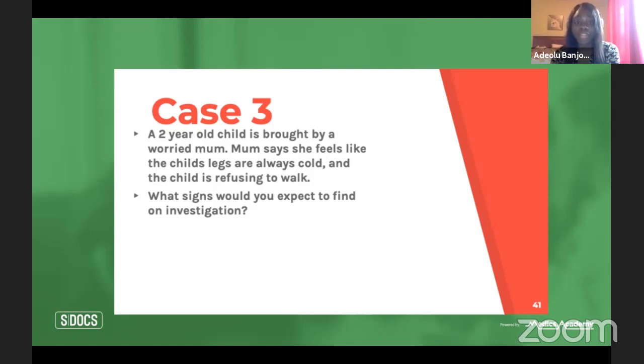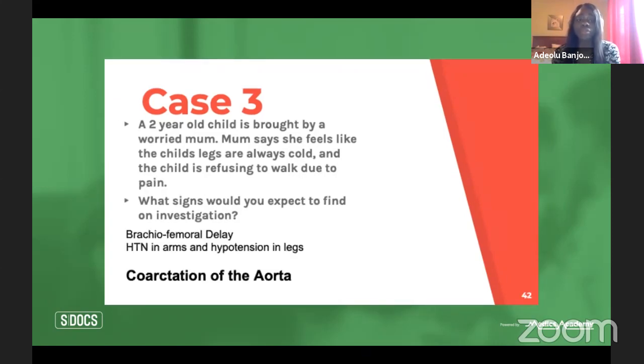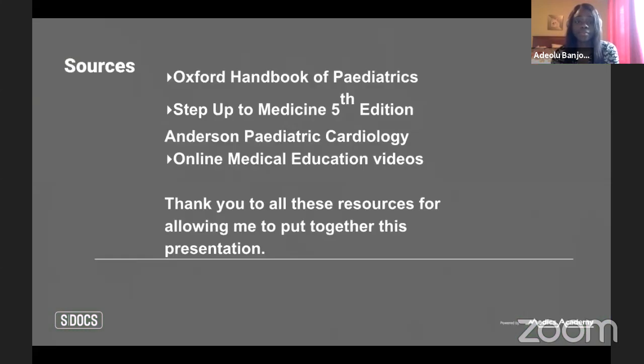So this one is actually a bit tricky, but the main hint is that the child is refusing to walk and the child's legs are cold. Those are 2 signs that the child's lower body might not be getting enough blood. So one thing you'd want to at least have on your differential list is a coarctation of the aorta. So for signs that you would expect to find on investigation, you would have a brachiofemoral delay, again, just feeling that brachial pulse, comparing it to the femoral pulse. And you would also find hypertension in the arms and hypotension in the legs.